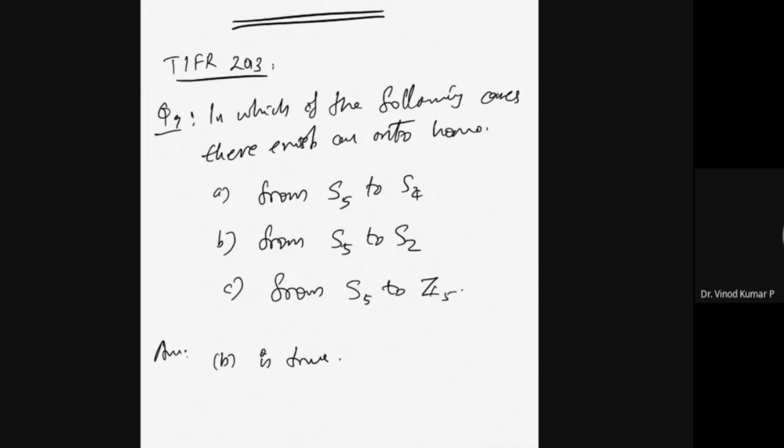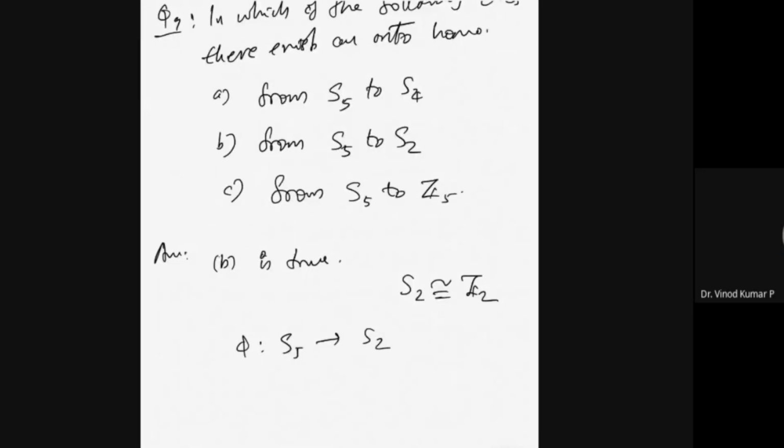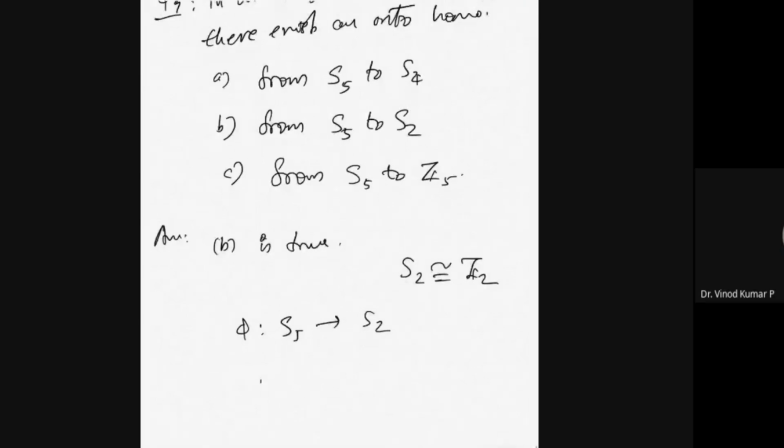S2 is actually the permutations of a two element set. That is, S2 is nothing but Z2. So you define phi from S5 to S2, where phi of sigma is equal to 1, the identity element of S2, if sigma is an even permutation, and minus 1 if sigma is an odd permutation.